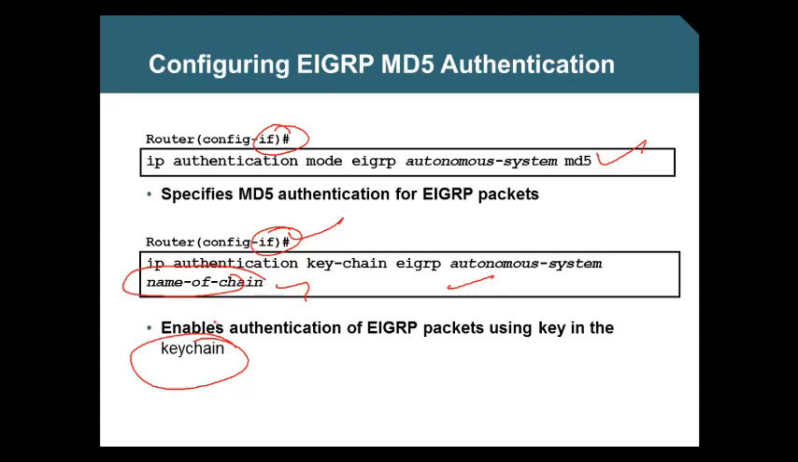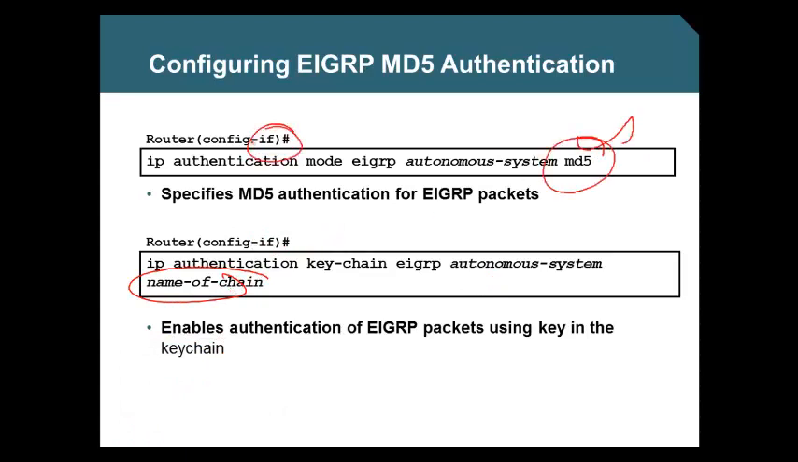We may have multiple keychains for different neighbors. Keychain 1 for neighbor router 1, keychain 2 for neighbor router 2. You can have many keychains. Inside each keychain you may have many key IDs and key string passwords. So this is just to call the keychain. This is to enable MD5 authentication on that interface.